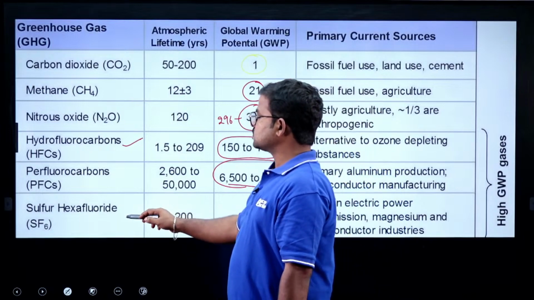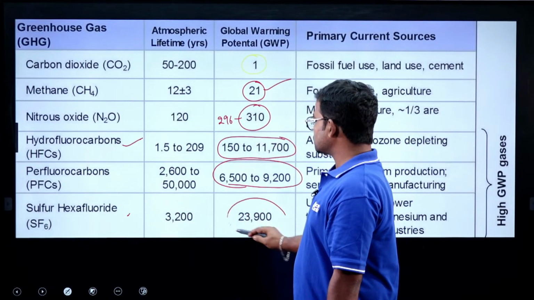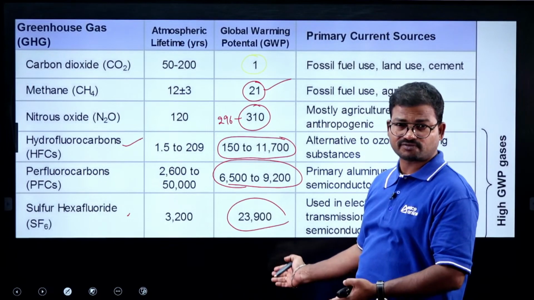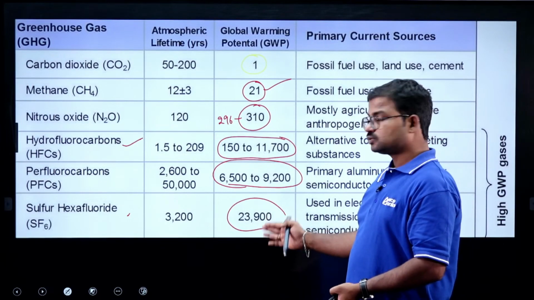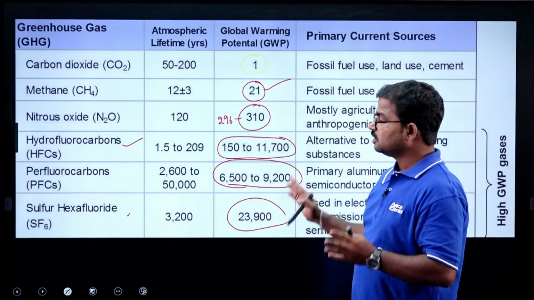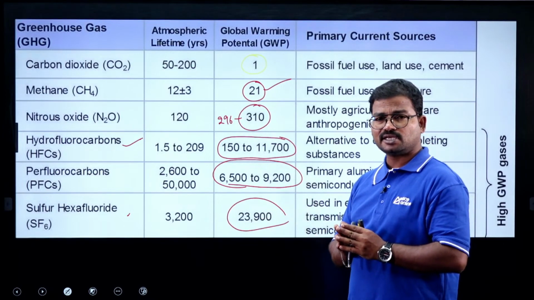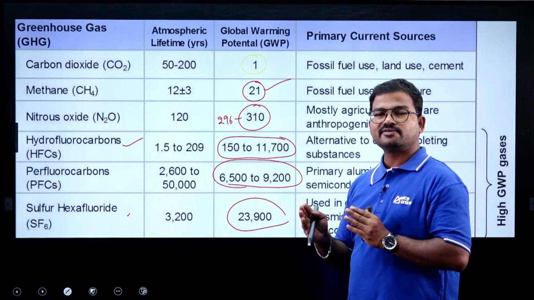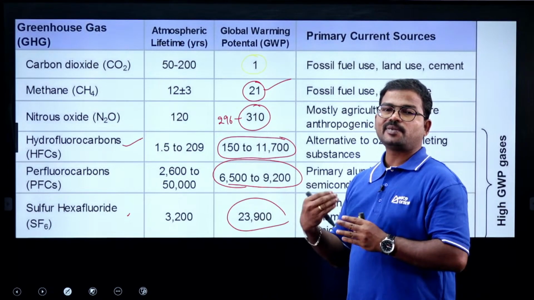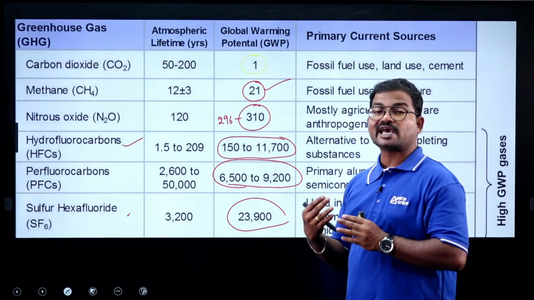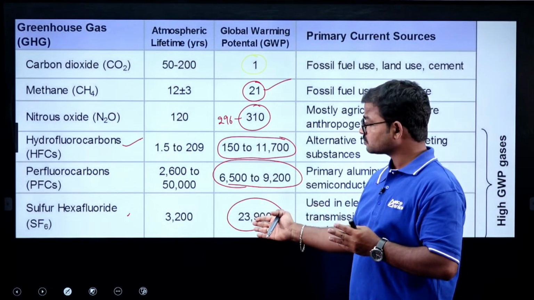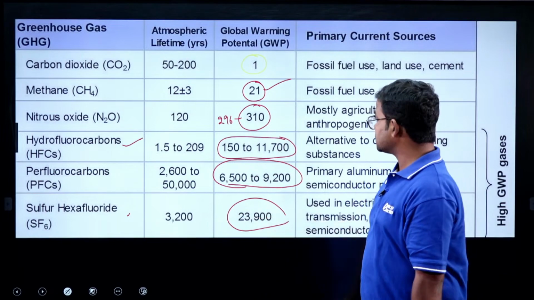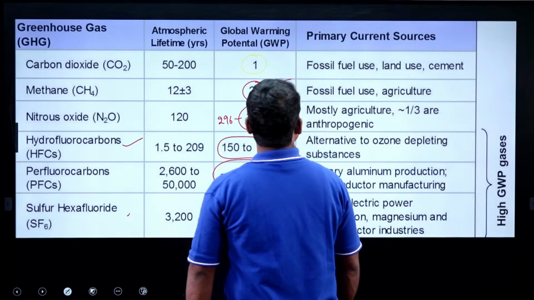That is sulfur hexafluoride. Approximately its value would be 23,500 times, 23,500 to 23,900. Finally, my concept here is only one thing. In global warming potential, which is the standard? Carbon dioxide. When compared with carbon dioxide, which one has the highest global warming potential? Sulfur hexafluoride. So this one has the highest global warming potential.